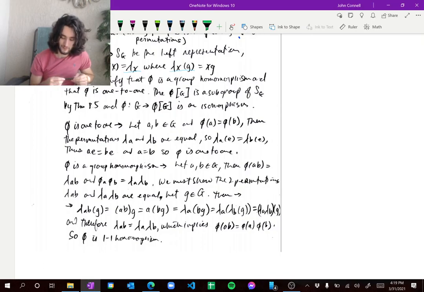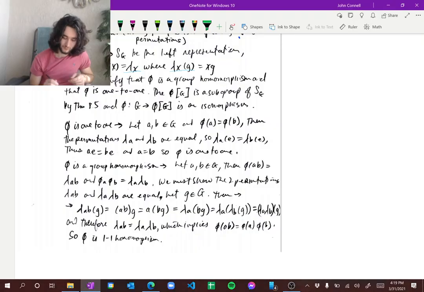So we must verify that phi is a group homomorphism and that it's also one-to-one, because we need to make sure that it's an isomorphism, so we need to prove all those things. First of all, the image of it is a subgroup. Well, if it's a homomorphism, then that's true. So anyway, we have to prove those things.